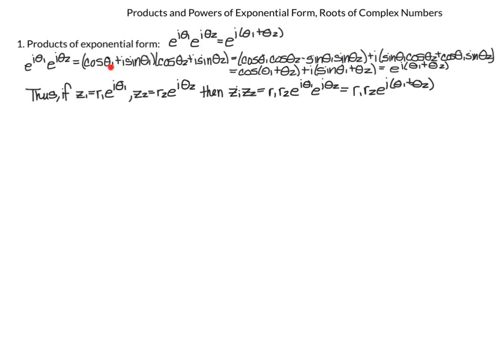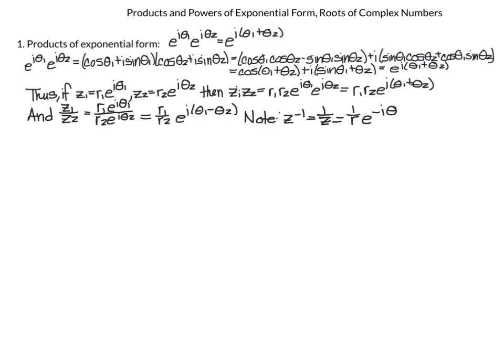Then, just to be complete, let's add the radius r1. So if z1 is equal to r1 e to the i theta 1, and z2 is equal to r2 e to the i theta 2, then z1 times z2 is equal to r1 r2 e to the i theta 1 times e to the i theta 2, which is equal to r1 r2 e to the i theta 1 plus theta 2. We also have the division.